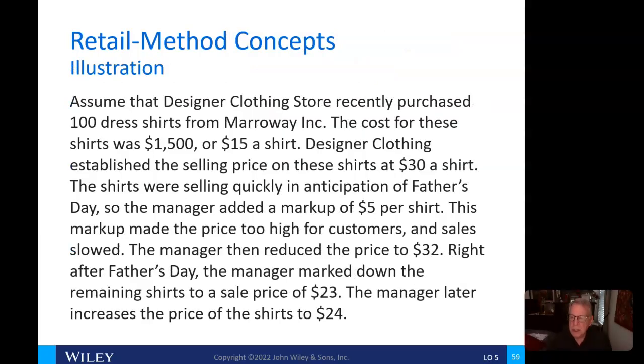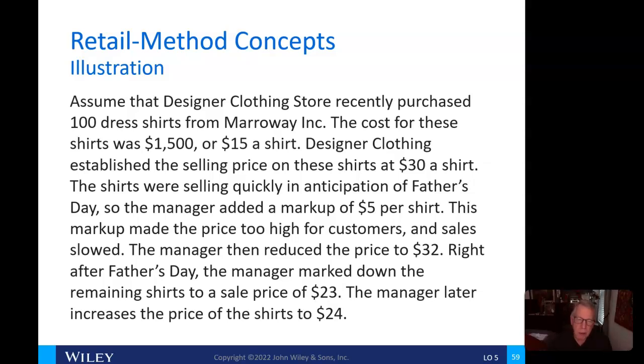So let's look at Designer Clothing store here. They recently purchased 100 dress shirts from Marway Incorporated. The cost of these shirts was $1,500 or $15 per shirt. Designer Clothing established the selling price on these shirts at $30 a shirt. The shirts were selling quickly in anticipation of Father's Day, so the manager added a markup of $5 per shirt. This markup made the price too high for customers and sales slowed.